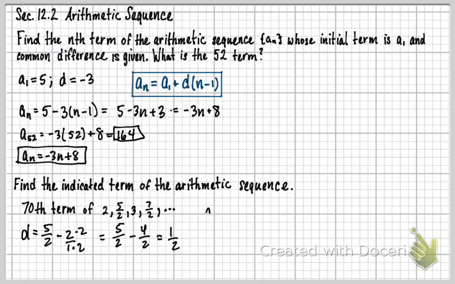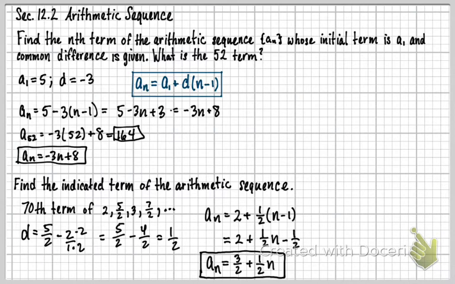So a sub n equals a1, which is 2, plus we have 1/2 for the d there, times n minus 1. Now I'm going to just multiply this out and simplify, and I get a sub n equals 3 over 2 plus 1/2 n. Now I didn't need this for my answer here, so just be careful, but I wanted to show you what I ended up with for this algebra.